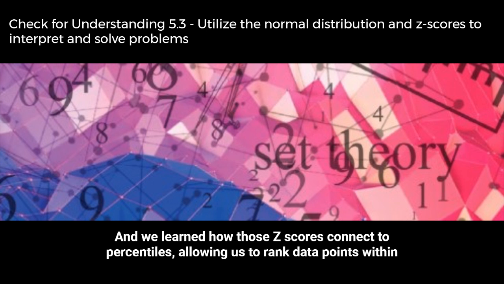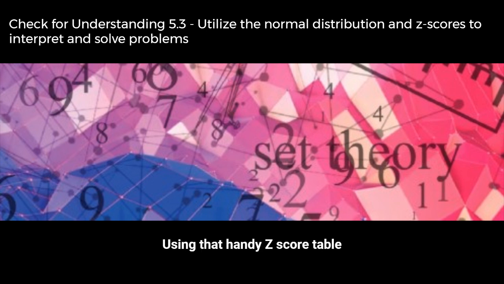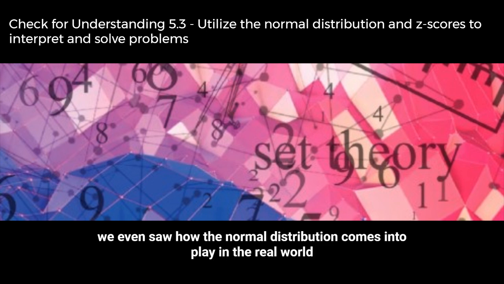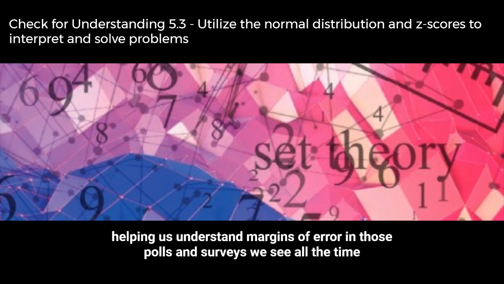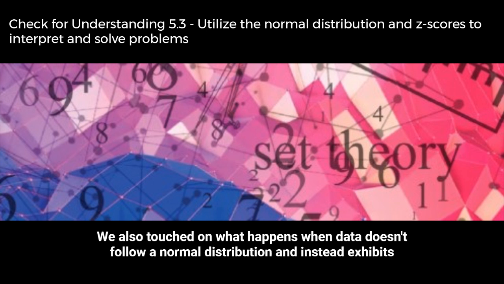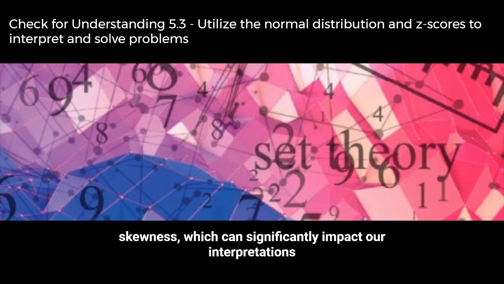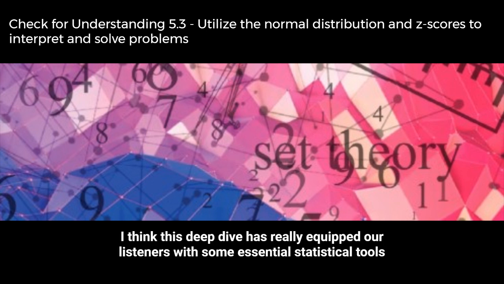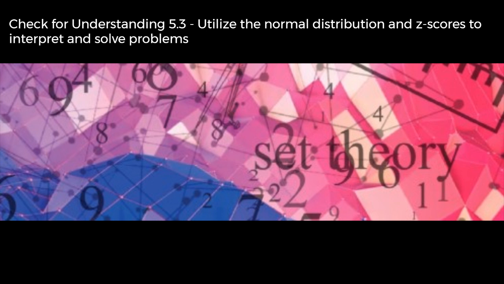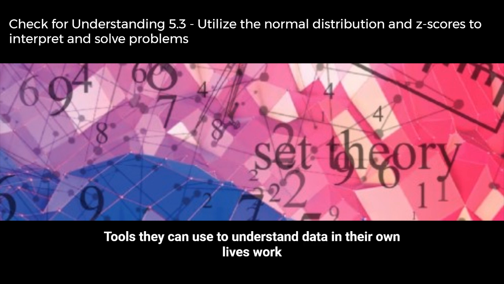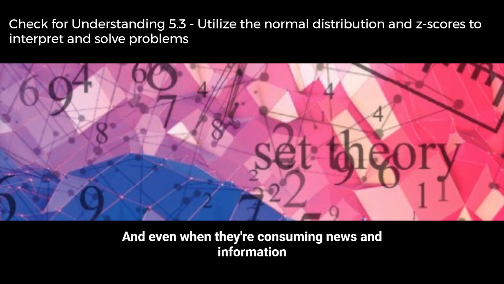And we learned how those Z-scores connect to percentiles, allowing us to rank data points within a normal distribution using that handy Z-score table. We even saw how the normal distribution comes into play in the real world, helping us understand margins of error in those polls and surveys we see all the time. We also touched on what happens when data doesn't follow a normal distribution and instead exhibits skewness, which can significantly impact our interpretations. So much good stuff. I think this deep dive has really equipped our listeners with some essential statistical tools. Tools they can use to understand data in their own lives, work, and even when they're consuming news and information.